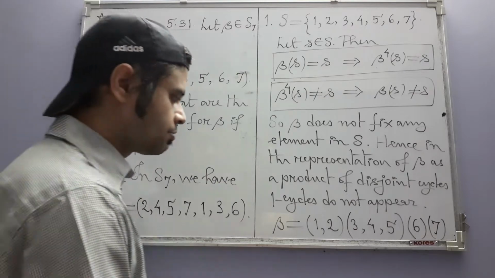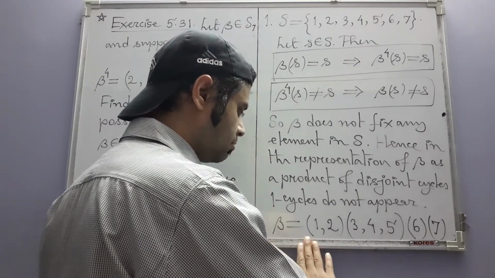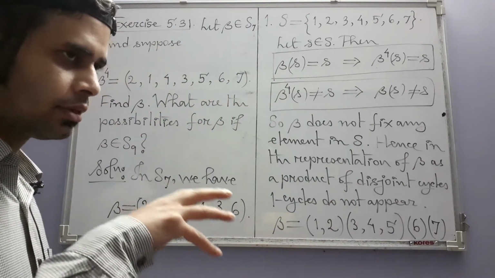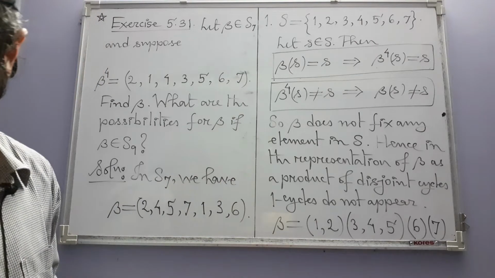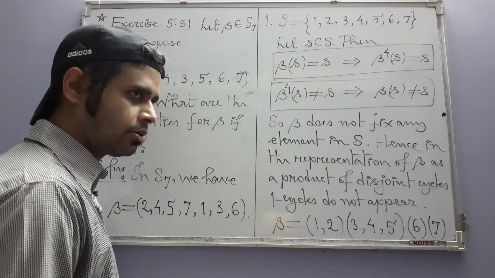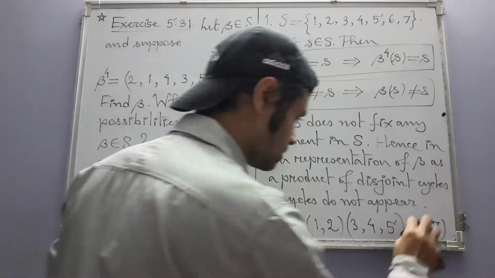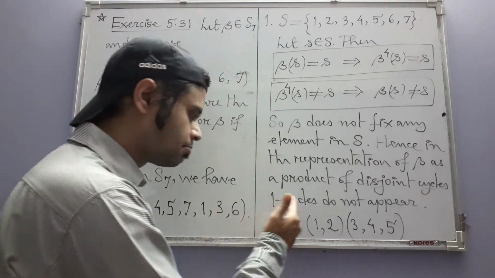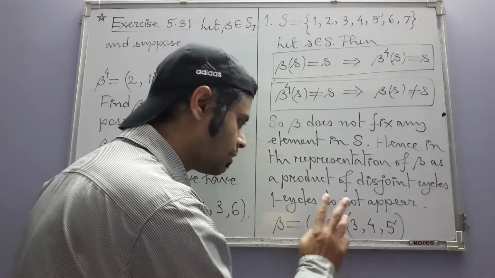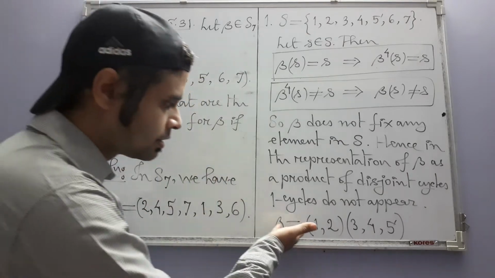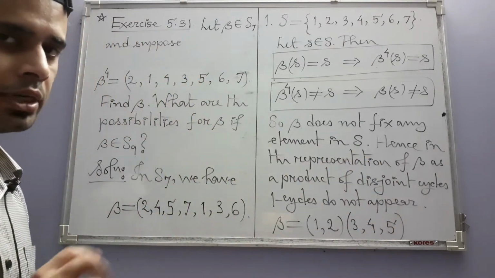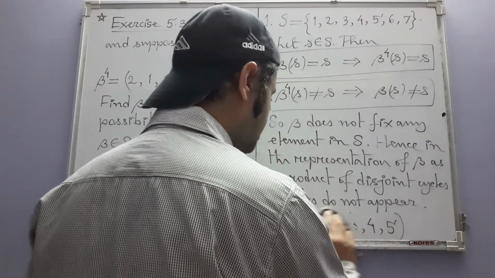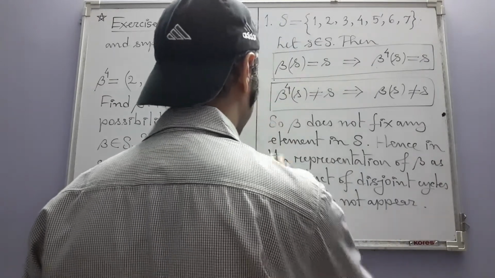And now that is why the possibility of expressing beta as a product of disjoint cycles has been restricted somewhat, to the extent that one cycles do not appear. Or in other words, saying the same thing slightly differently, when you write beta as a product of disjoint cycles, all the symbols actually appear. Here, for example, you can see that 6 and 7 are not appearing. That will not be the case. Okay, now with this new information, what can we do? Let us now see.